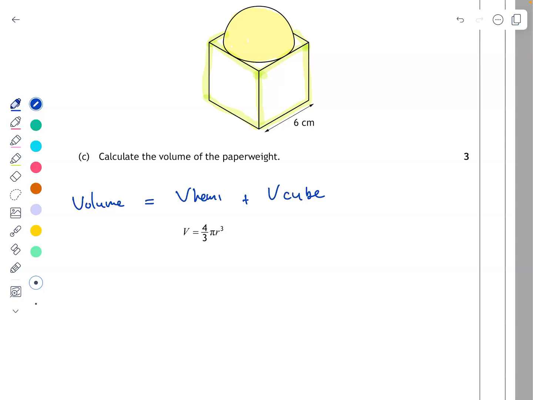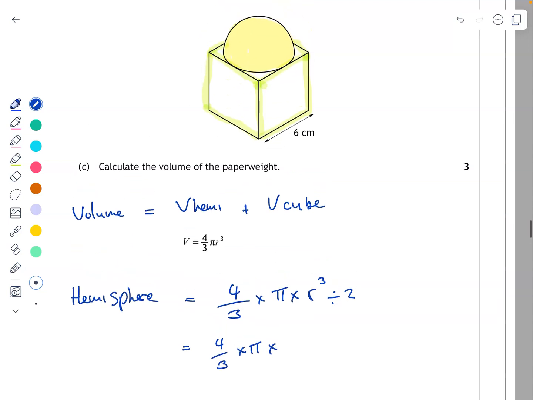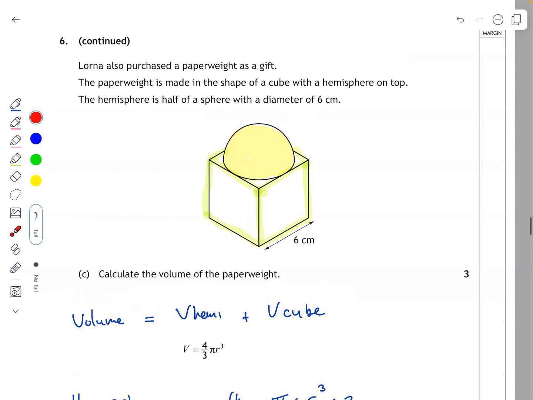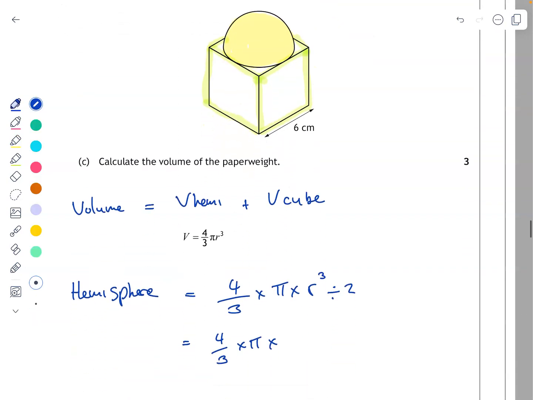So let's calculate the volume of the hemisphere first of all. It's going to be 4/3 times pi times radius cubed, and then we have to divide all of that by 2, because it's half of that. What's the radius? Well, we're told the diameter is 6. So the radius must be half of that, which is 3. So it's 3 cubed, and then we're going to divide that by 2, like this.